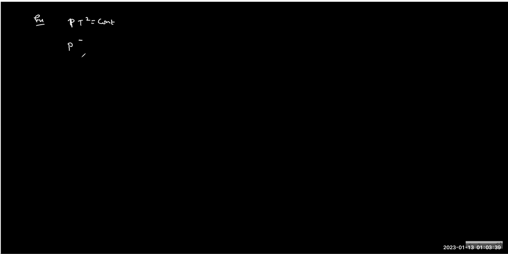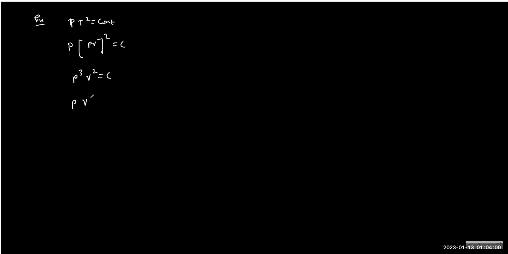But always write in PV terms. So we write T in terms of P and V. PV = RT, so T is proportional to PV. So what we get is P into P squared, so P cubed. But I always want P as a power 1.